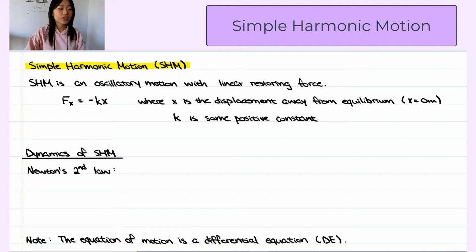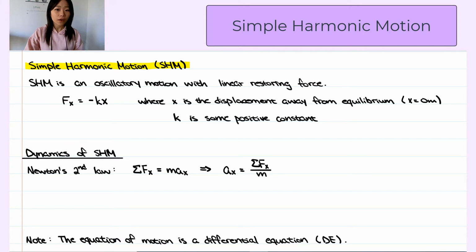Now let's find the equation of motion. From Newton's second law, we know that net force, and let's focus on the x component only, equals mass times acceleration in x. Then we can isolate for the acceleration. So acceleration is the sum of F, or net force, divided by the mass. And if the restoring force is the only force acting on the object, then acceleration is negative kx over m.